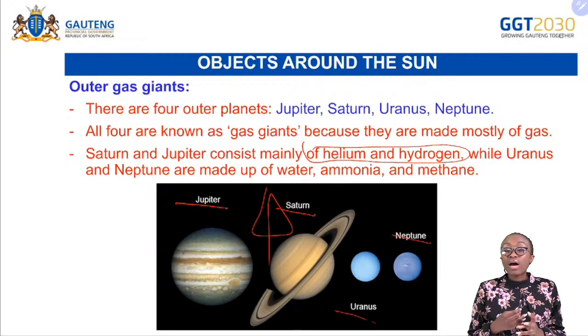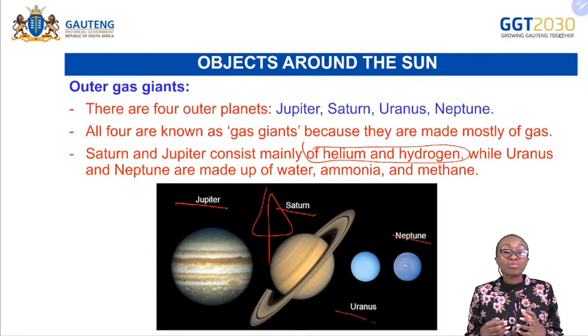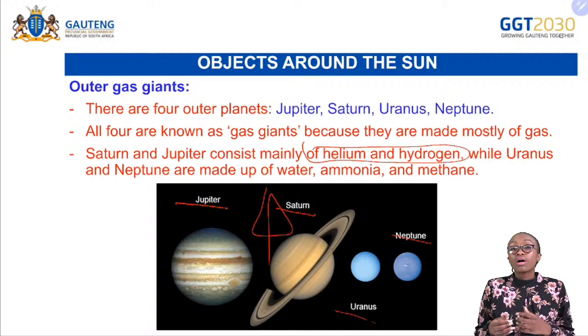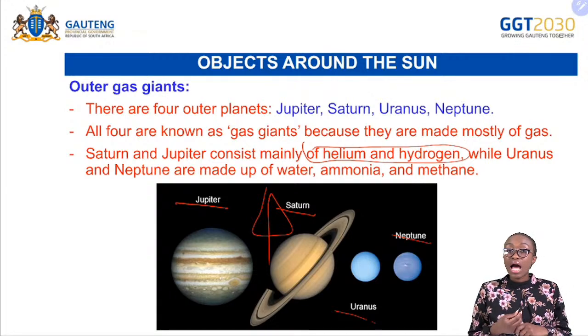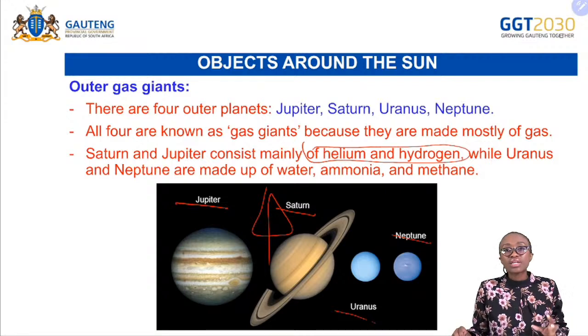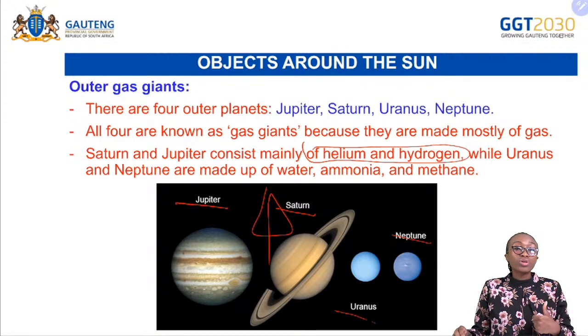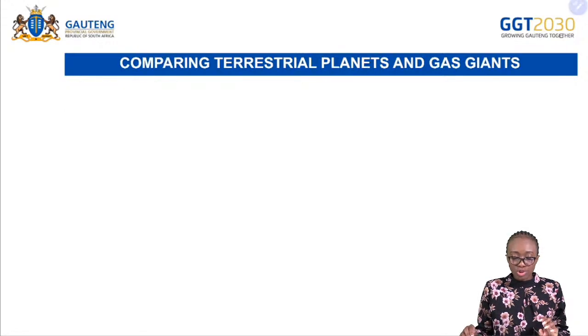Now, let's remind ourselves. We said the 8 planets that orbit around the sun can be divided into 2 groups. We've got the terrestrial planets and we've got the gas giants. Do you remember which ones are the terrestrial planets? The terrestrial planets are Mercury, Venus, Earth, and Mars. And then the gas giants are Jupiter, Saturn, Uranus, and Neptune. So we divide them into 2 groups.